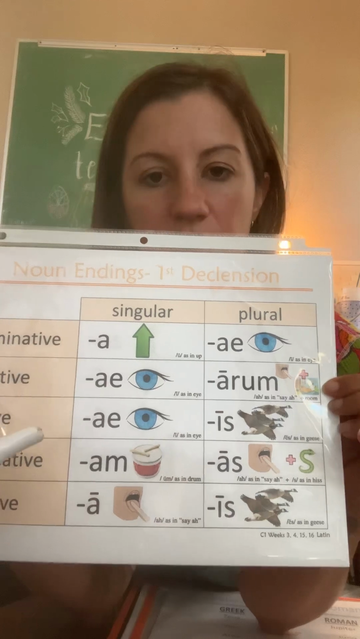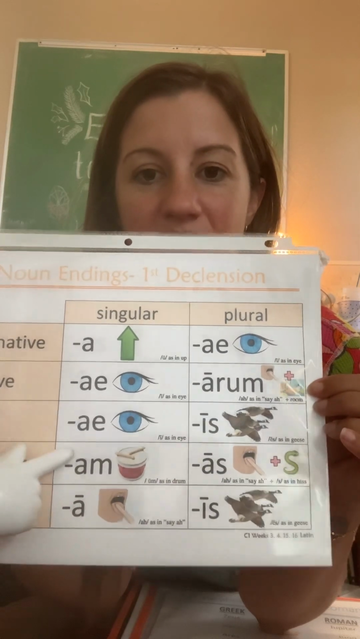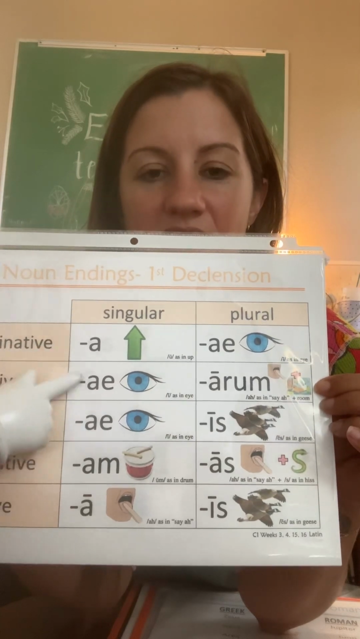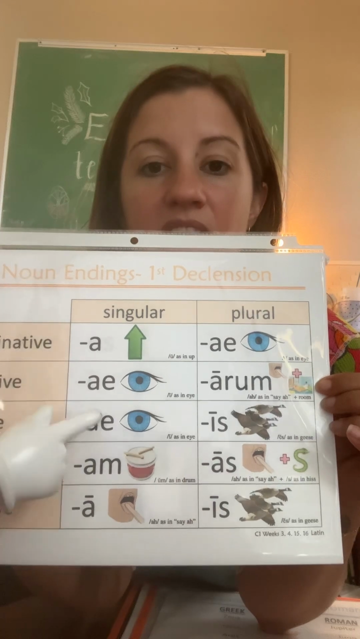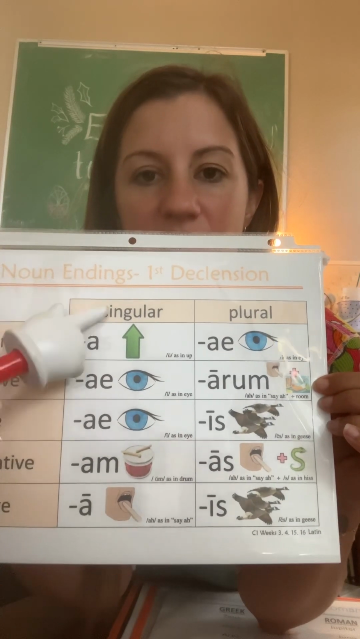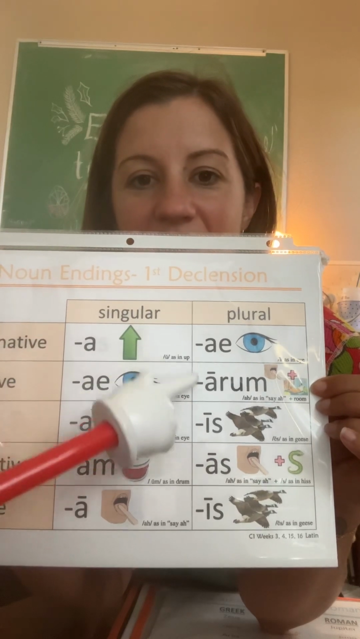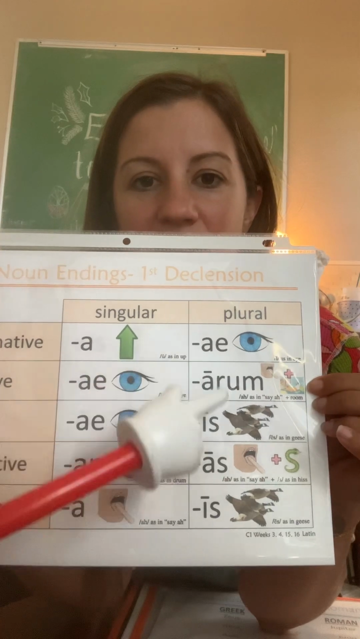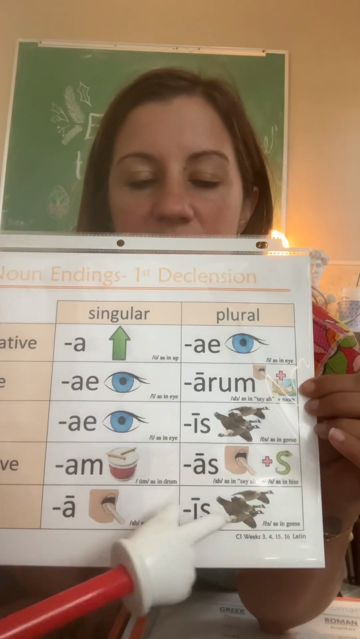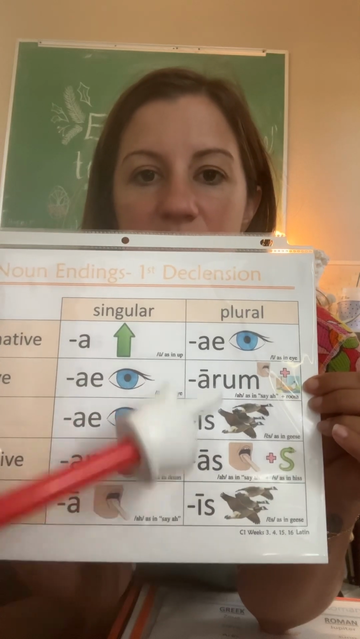So it starts with a, ae, am, a. I am a, singular first declension. Ae, arum, is, as, is. Ae, arum, is, as, is. Ae, arum, is, as, is.